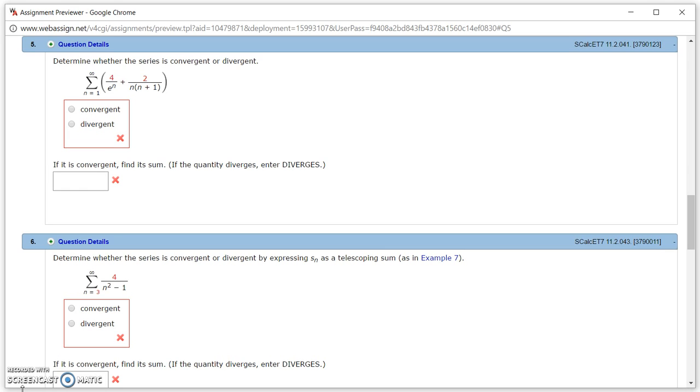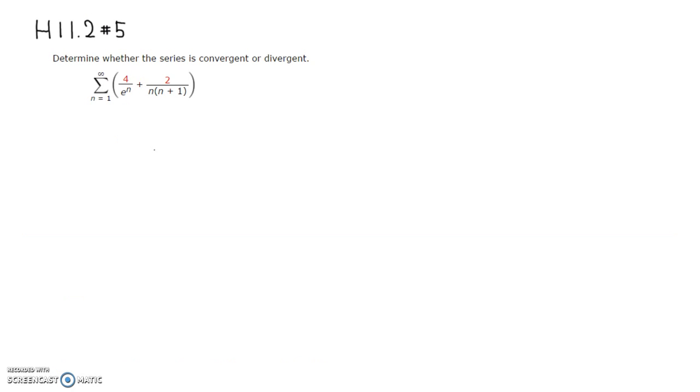All right, let's look at the homework 11.2, problem number 5. Let's determine whether this series is convergent or divergent. First thing I would do is split it into two series.